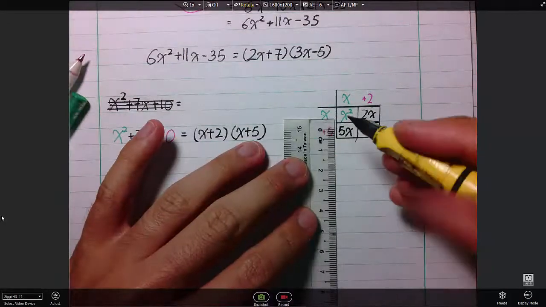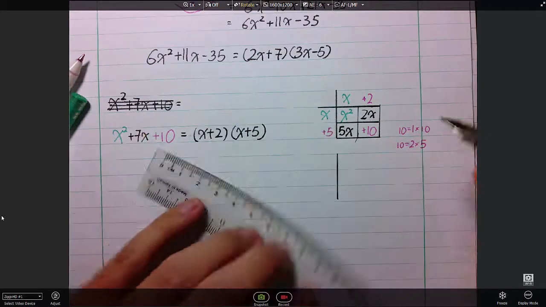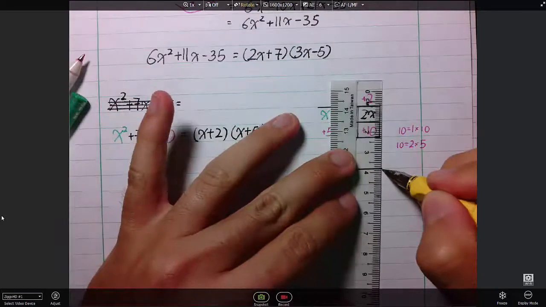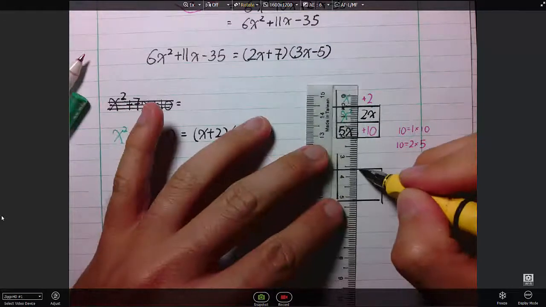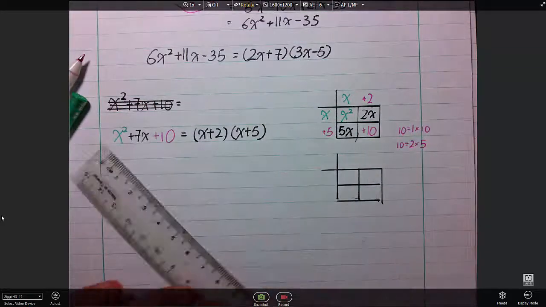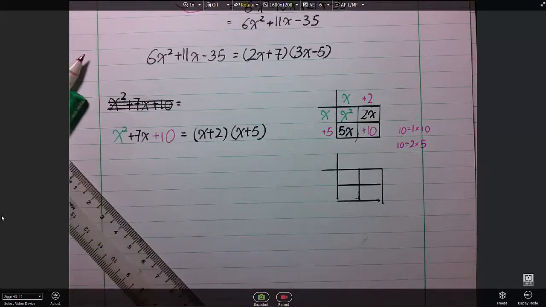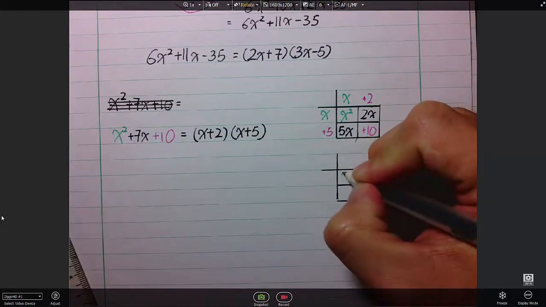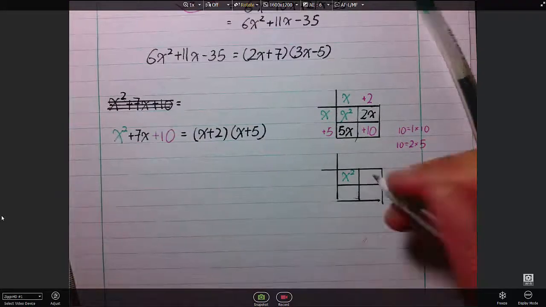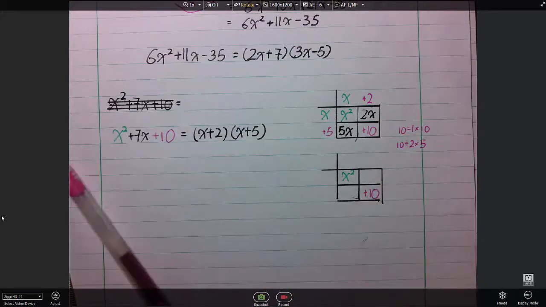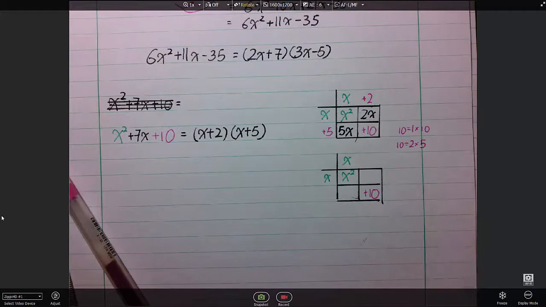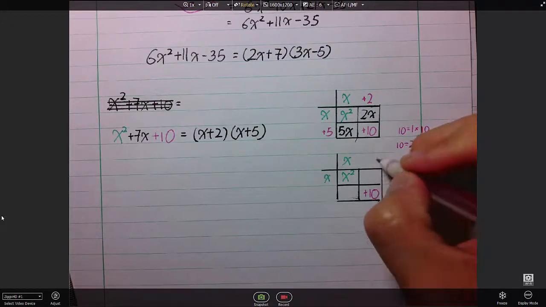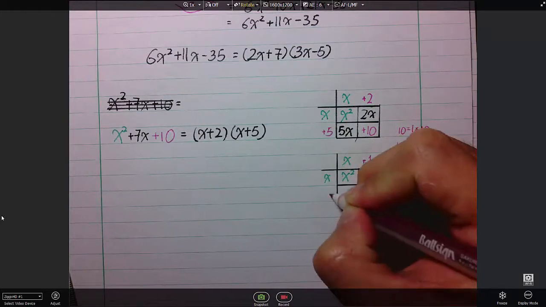Now I shall show you what will happen if I had made a wrong choice here. Let me draw our good friend the multiplication frame once again. I'm still referring to this example. I go backwards one more time. I will start with the x squared and the plus 10. For the x squared, there is no other choice but to write x and x. You notice 10 can be 2 times 5 and 1 times 10. So what happens if I had written 1 times 10 instead? If I write down 1 times 10, I can put here plus 1 and plus 10.